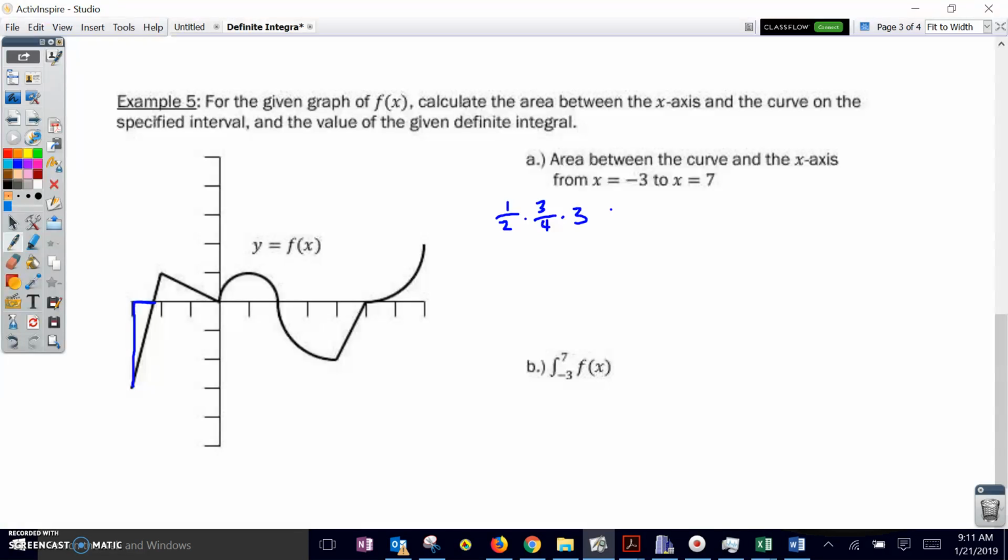Then the next triangle that we have has a base of 2 1/4 or 9/4 and a height of 1. And so we've taken care of this area and this area so far. Then we have a semicircle with a radius of 1. So that's going to be half of pi r squared.